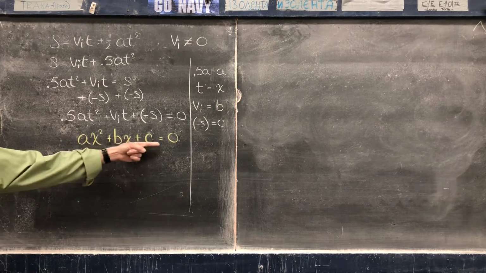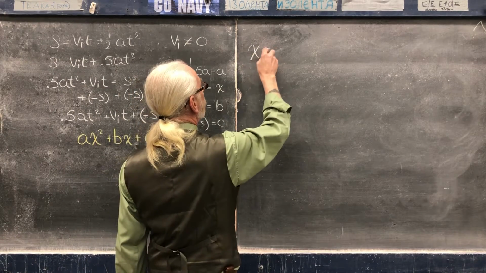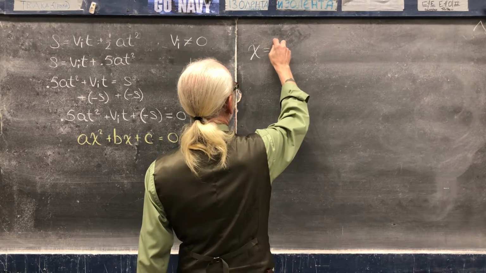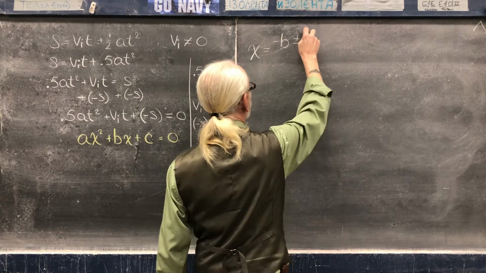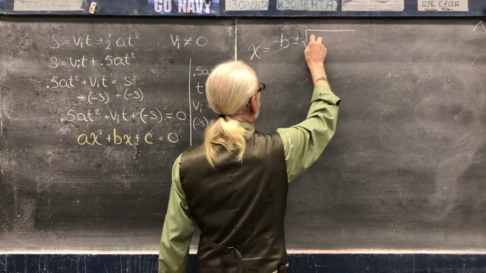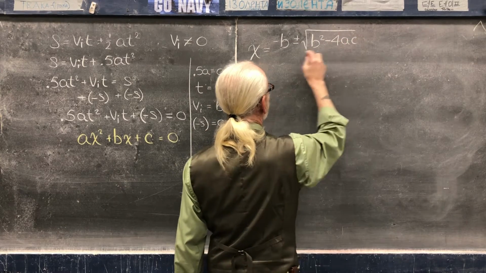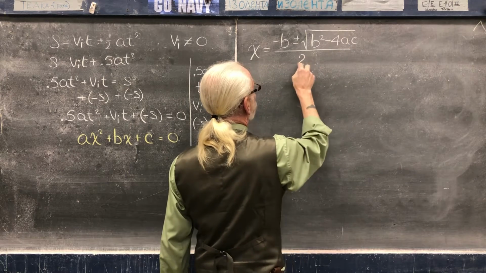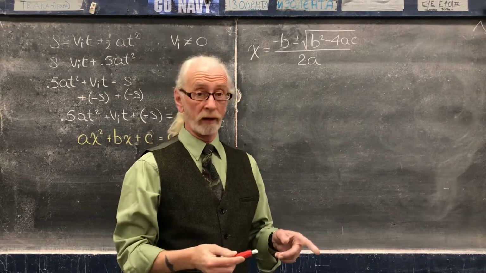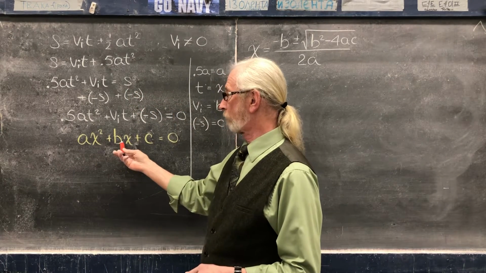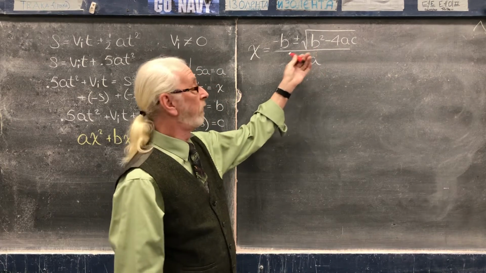Staying with this iteration of the formula, let's see if you remember this one. x equals negative b plus or minus the square root of b squared minus 4ac, over 2a. That's the quadratic formula. That's how you do it.